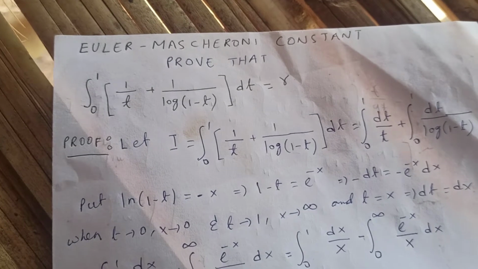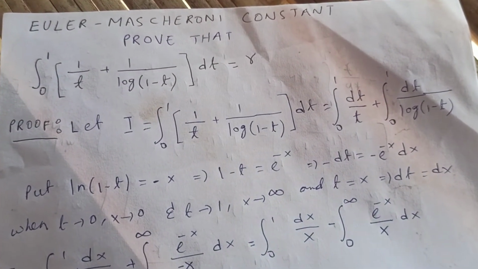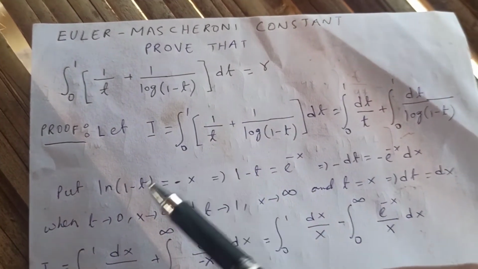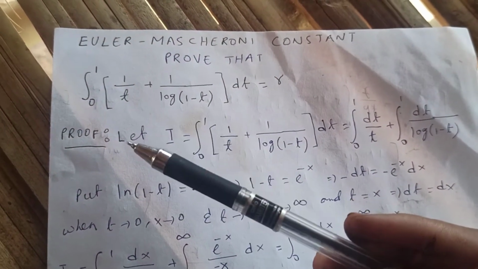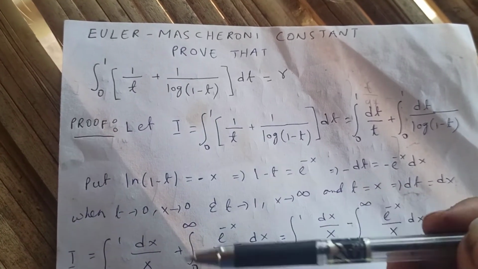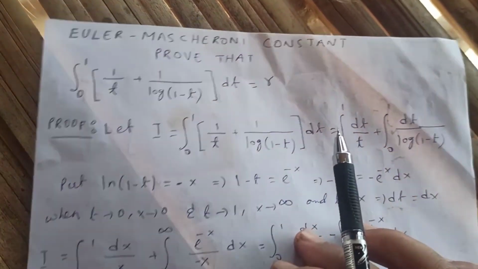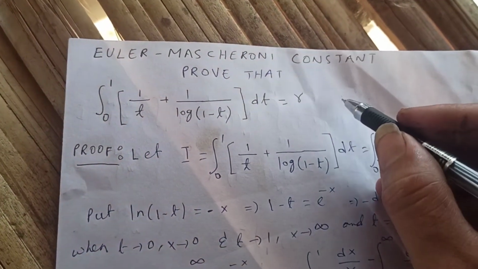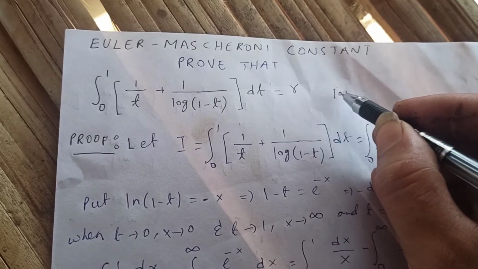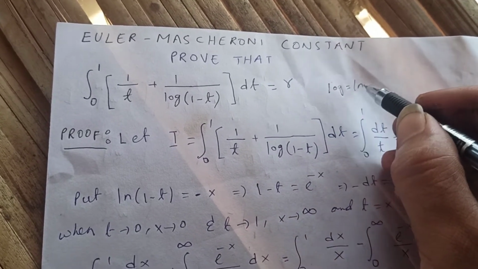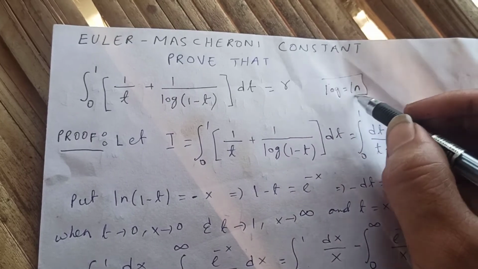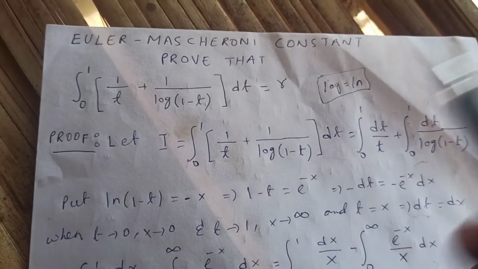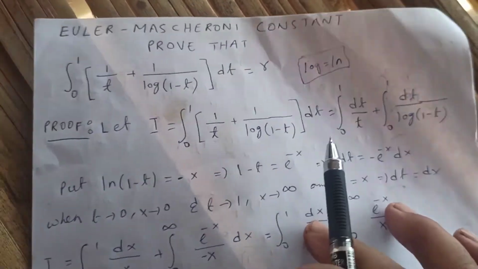Let's present another integral representation for the Euler-Mascheroni constant. Prove that the integral from 0 to 1 of (1/t + 1/log(1 - t)) dt is equal to the Euler-Mascheroni constant. Here I'm writing this as ln. I used to forget to write ln. Here log is nothing but the natural logarithm. Here I use the natural logarithm.